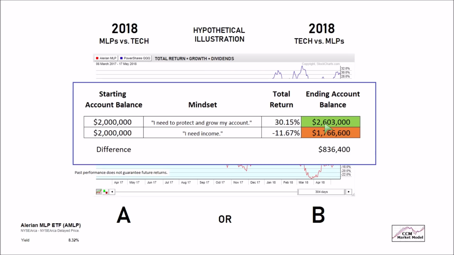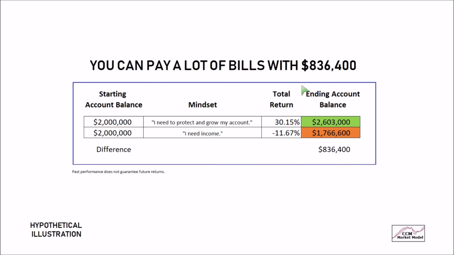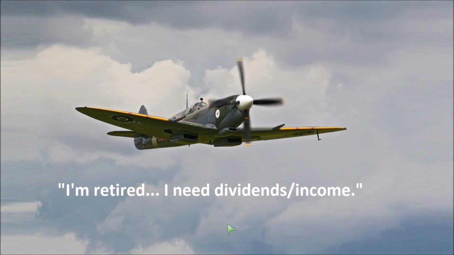This investor has $2.6 million hypothetically at the end. This has $1.7 million. The investor with the mindset that I need to protect and grow my account would have $836,000 more at point B than the investor that only focused on income needs. Moral of the story: you can pay a lot of bills with $836,000. It's fully understandable when people retire, especially when they have a lump sum to invest, that they feel, I'm retired, I need dividends and income.